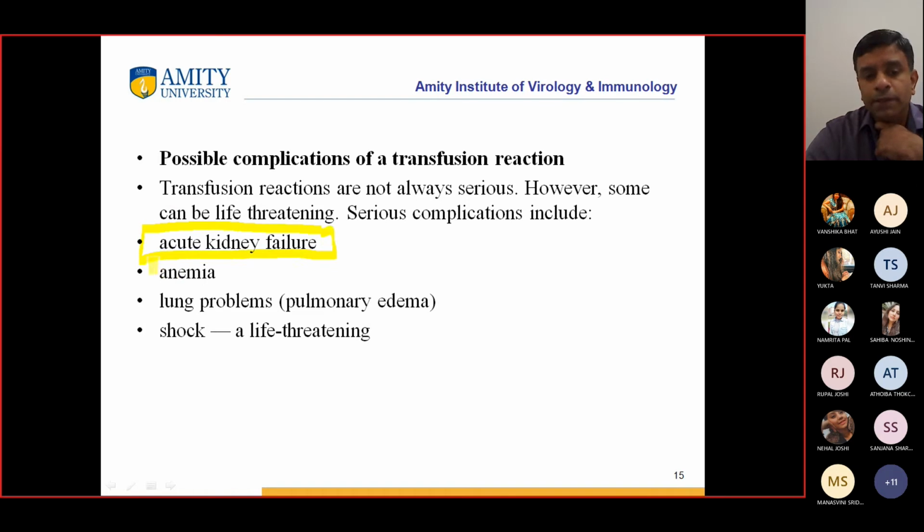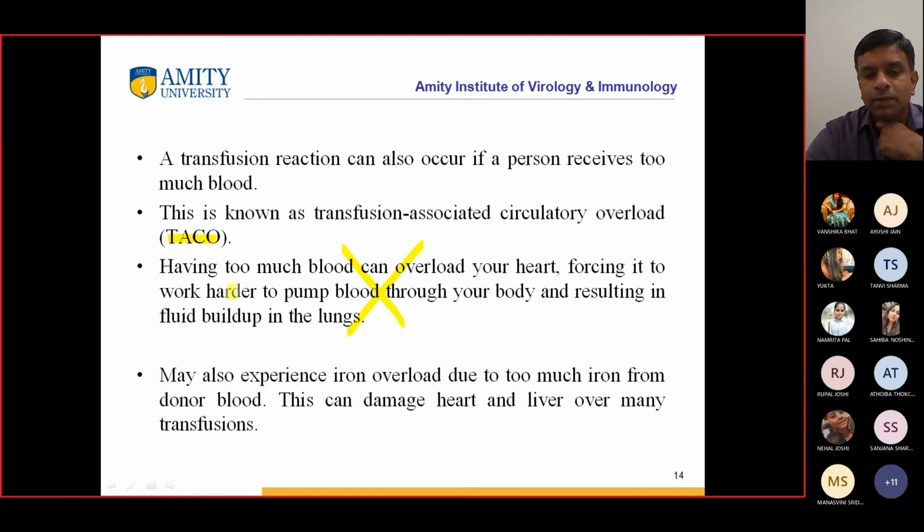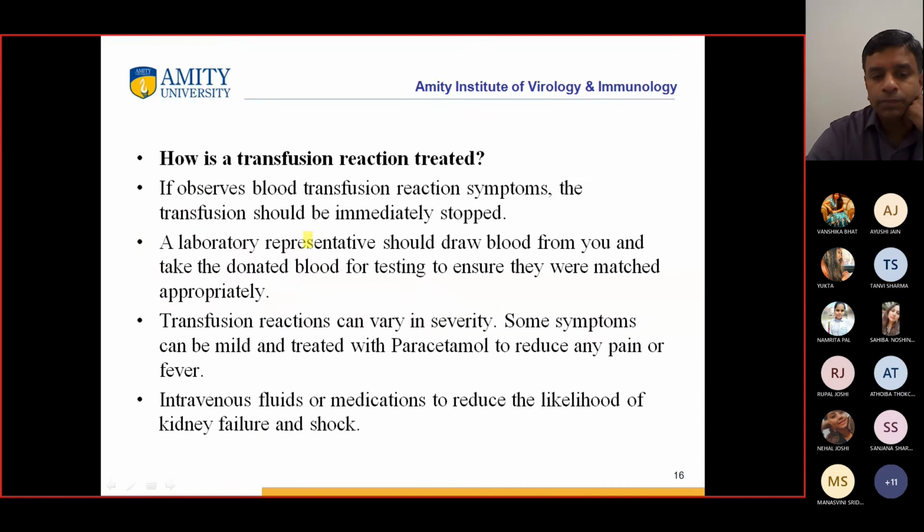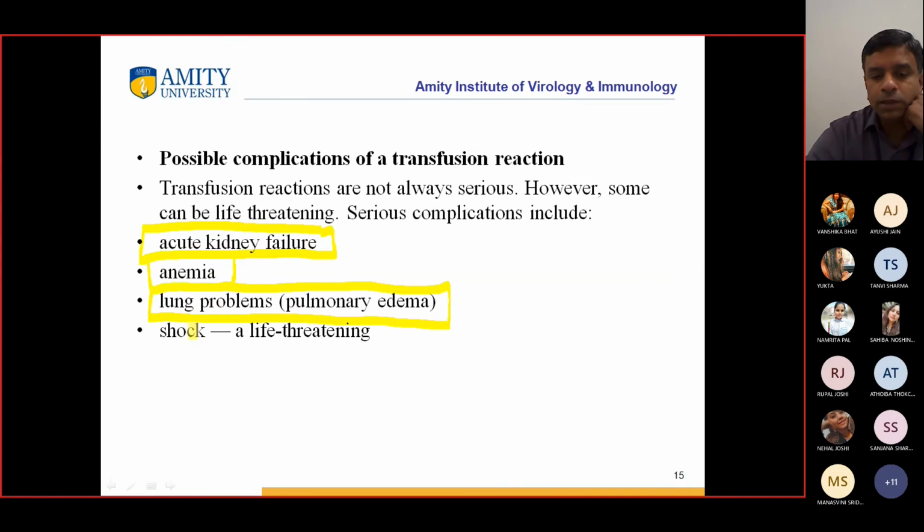Okay, there can be anemia, right? There can be lung problems. Like I said in the previous slide, there can be this TRALI. Okay, there can be a shock-like syndrome, okay, which can be life-threatening. And I'll talk about why there is kidney failure in such conditions.